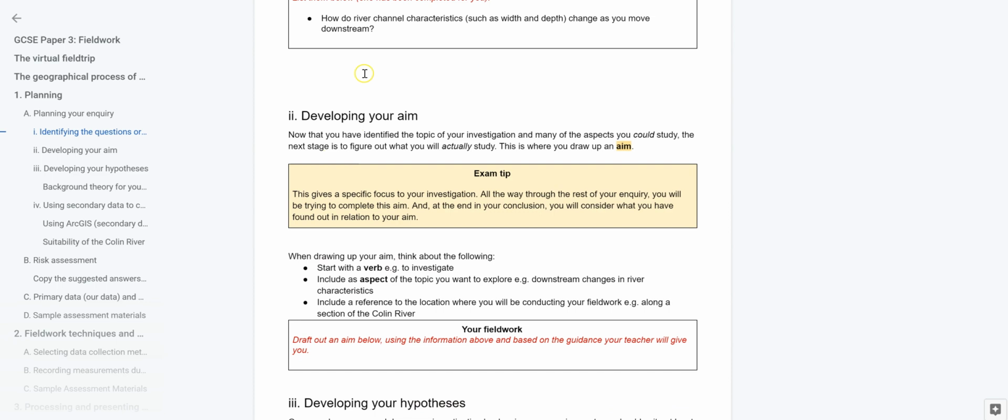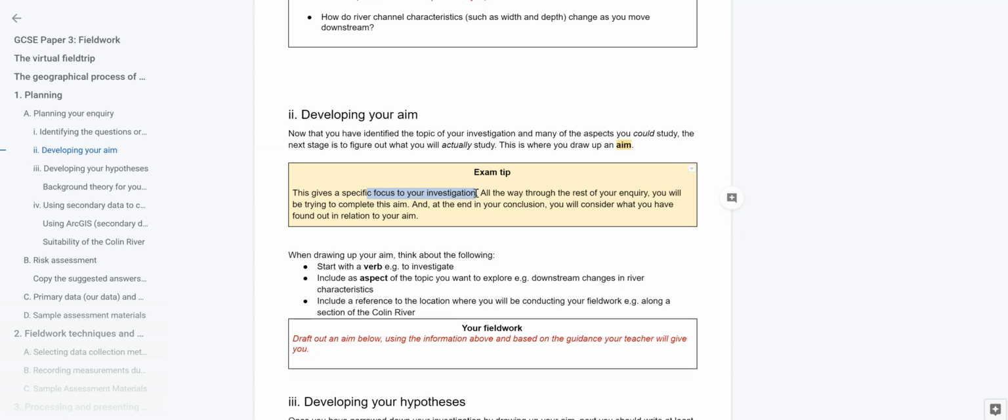Once you've identified what they are, and the one that we are going to be doing is how the river channel characteristics change as you move downstream, you need to develop your aim. Now, what is your aim? It gives a specific focus for your investigation, and all the way through the inquiry, you're going to try and complete this aim. And when we come back at the end, when we've finished it all and we look at our conclusion, we're going to consider what you have found out in relation to your aim. So it is the focus of the investigation.